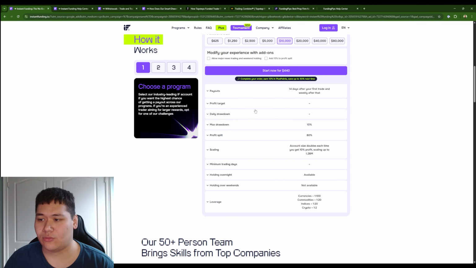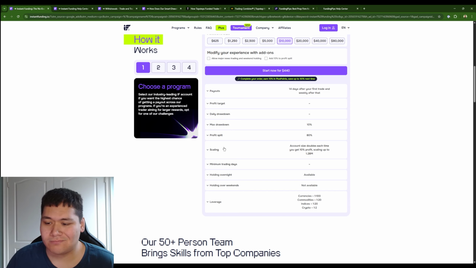So for instant funding, we can clearly see they have it broken down in terms of payouts, profit target, daily drawdown. I look at their max drawdown, their profit target, and daily drawdown. Scaling, minimum trading days, holding overnight, holding over the weekend, I don't really care about those. I'm a day trader, so I'm not going to hold overnight, and I don't trade news, so that's already out the window. I don't scale into positions that much. I just enter in and that's it. So it's more the profit target, daily drawdown, max drawdown, and profit split that I'm looking at.